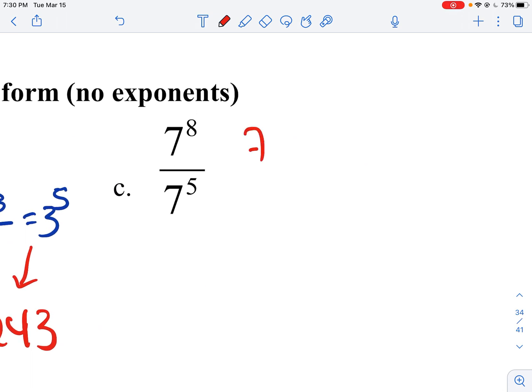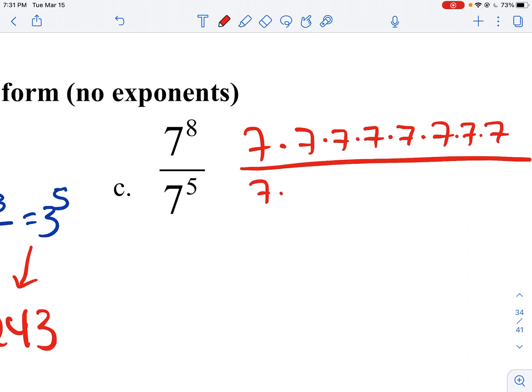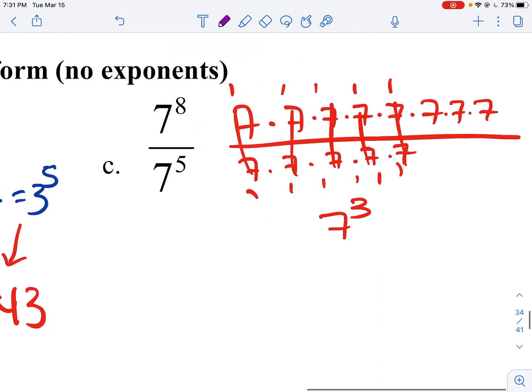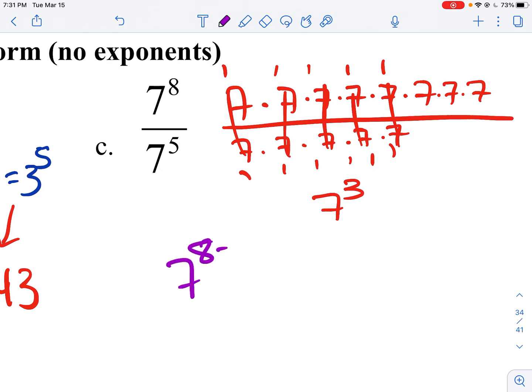This one, 1, 2, 3, 4, 5, 6, 7, 8, over 1, 2, 3, 4, 5. Cancel, cancel, cancel, cancel, cancel. I would end up with 7 to the third power. Now, if you did it using the property, 8 minus 5 gets 7 to the third power. Now, again, 7 times 7 times 7 will get 343.